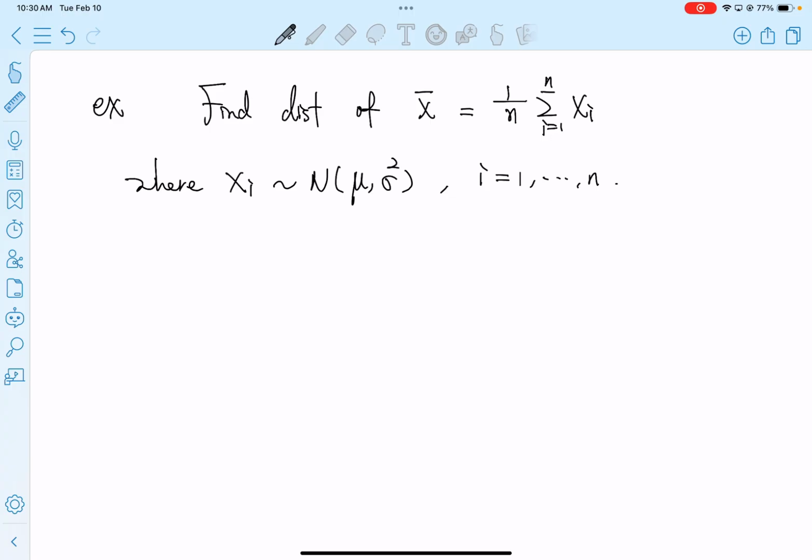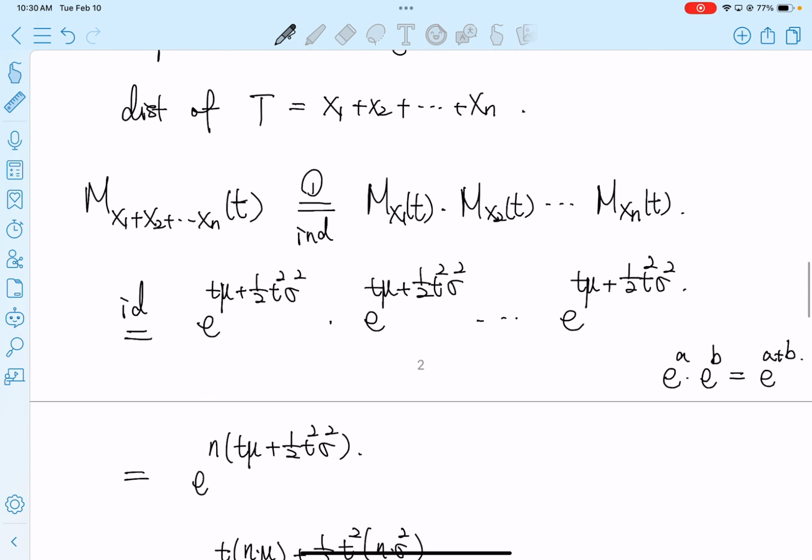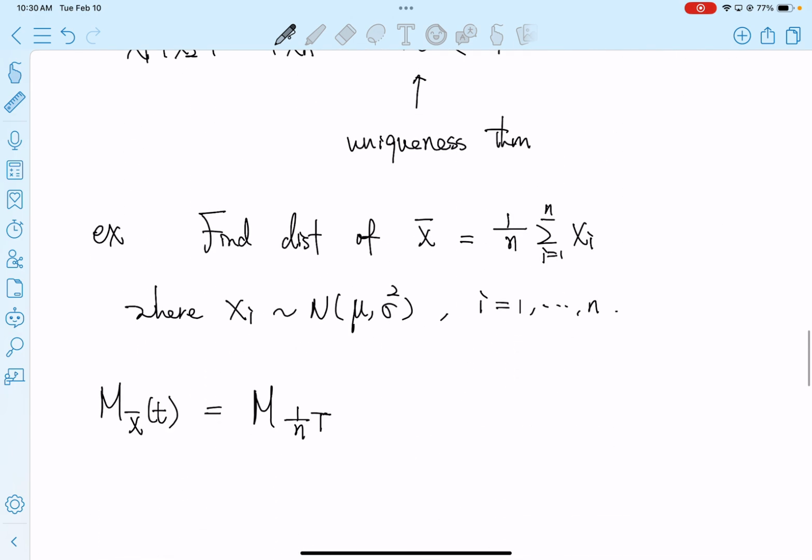So here we want to start with the moment generating function of the x bar. And x bar is just 1 over n multiplied by t, where t is defined as the sum. So the average x bar is 1 over n multiplied by the sum. And here, I'm just going to write x bar equal to 1 over n multiplied by t. And now we can use the other properties.